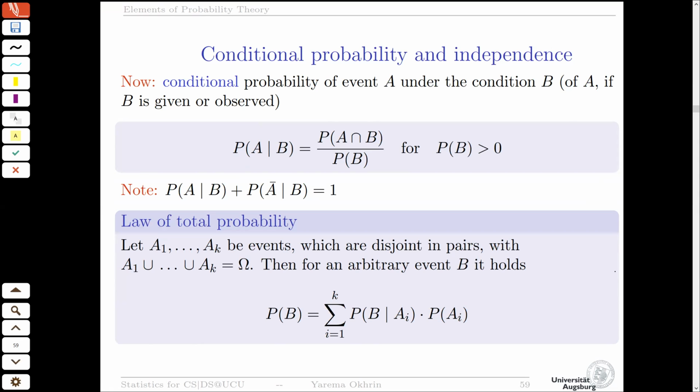And if you have conditional events, we're also interested in the conditional probabilities. So one basic definition of the conditional probability is that the probability of the event A given B is the probability of the joint event, that the 2 things happen simultaneously, divided by the probability of the condition B here.